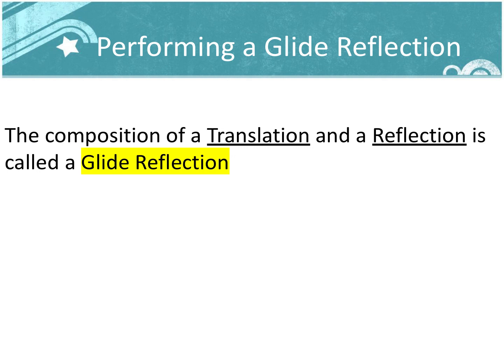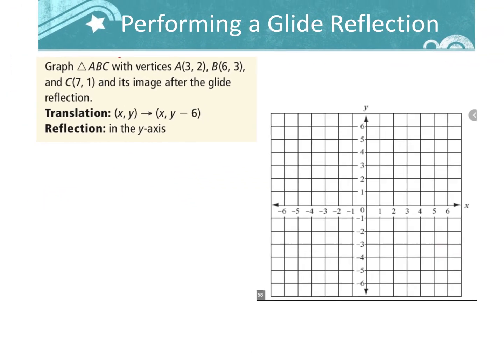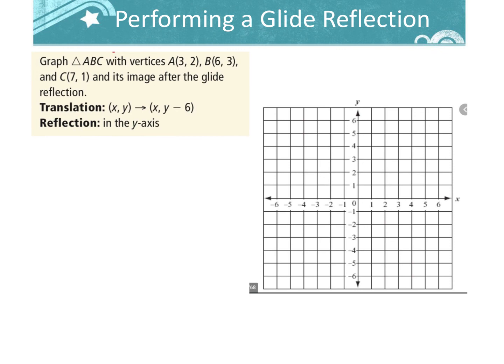We're going to talk about a glide reflection. It's a composition of a translation and a reflection, okay? So we're going to be moving our figure and then we're going to reflect it. So check it out. We're going to start with the points A at 3, 2, B at 6, 3, and C at 7, 1. We are first translating it by these rules. We're going to subtract 6 from the y values and keep the x values the same.